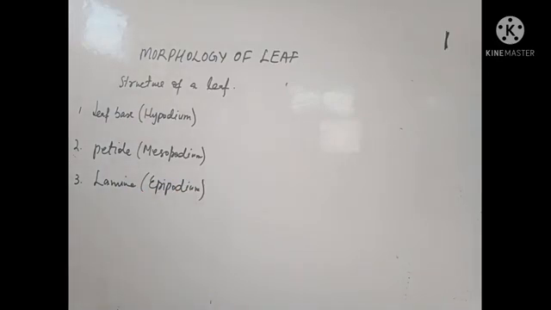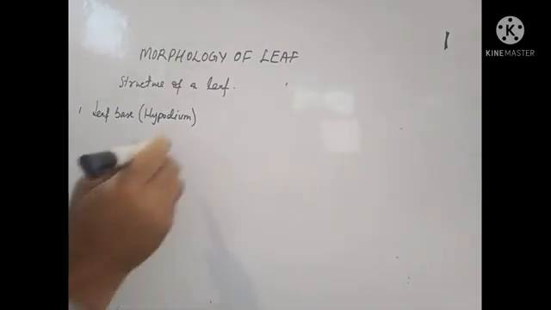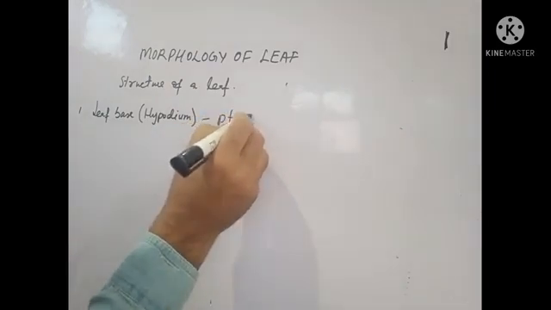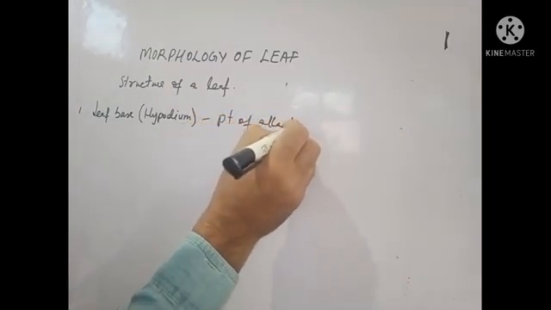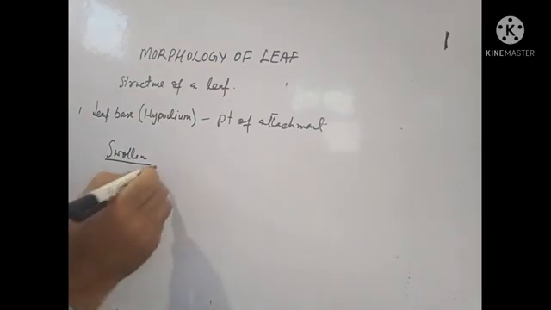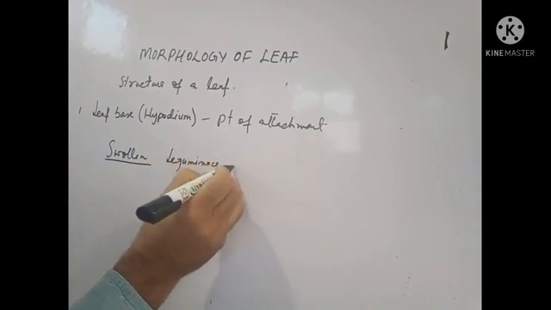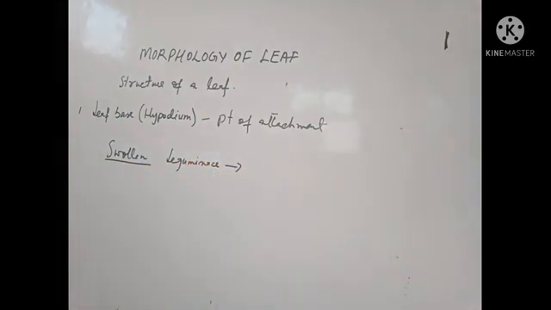What is this leaf base? Leaf base is point of attachment. We have modifications of it. When this leaf base is swollen, as we see in leguminous plants, we call it pulvinus.